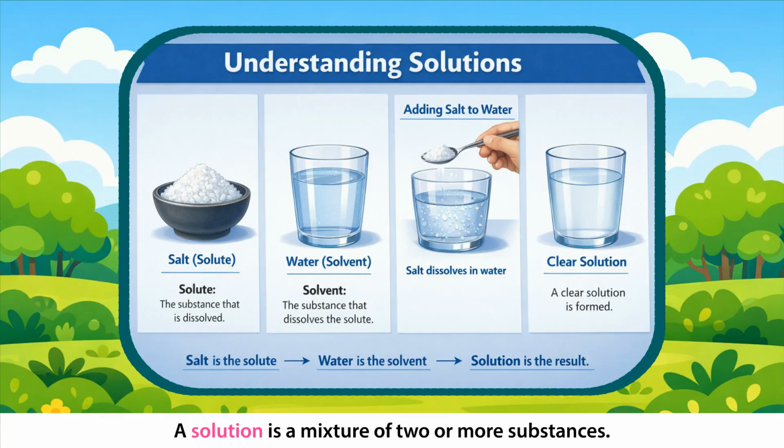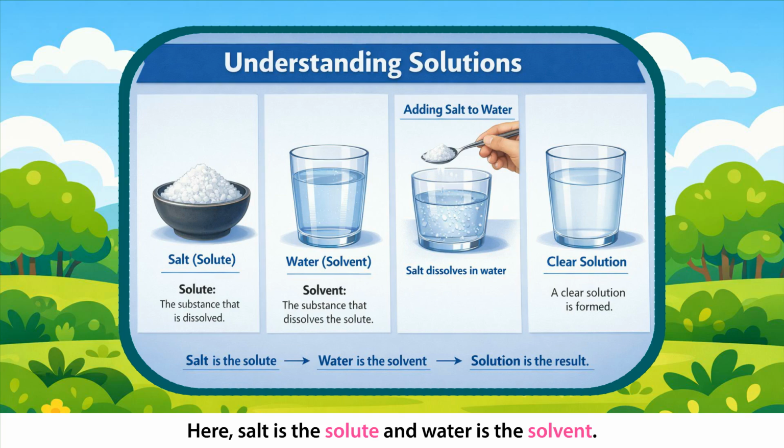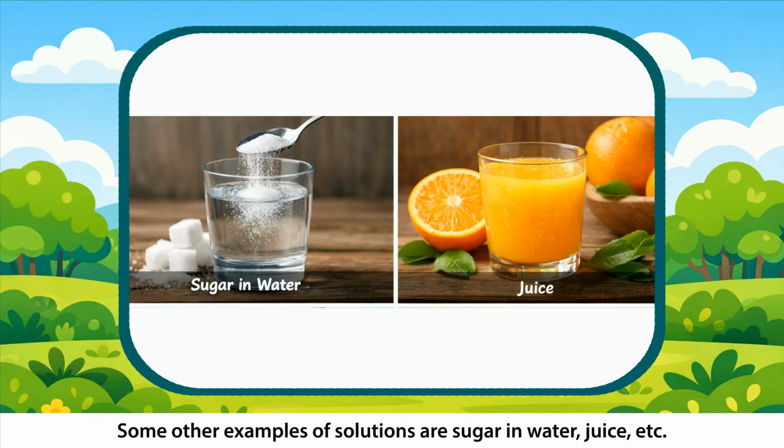Solutions. A solution is a mixture of 2 or more substances. For example, when we dissolve a spoon of salt in water, it gets dissolved in it completely and a clear solution is formed. Here, salt is the solute and water is the solvent. Some other examples of solutions are sugar in water, juice, etc.